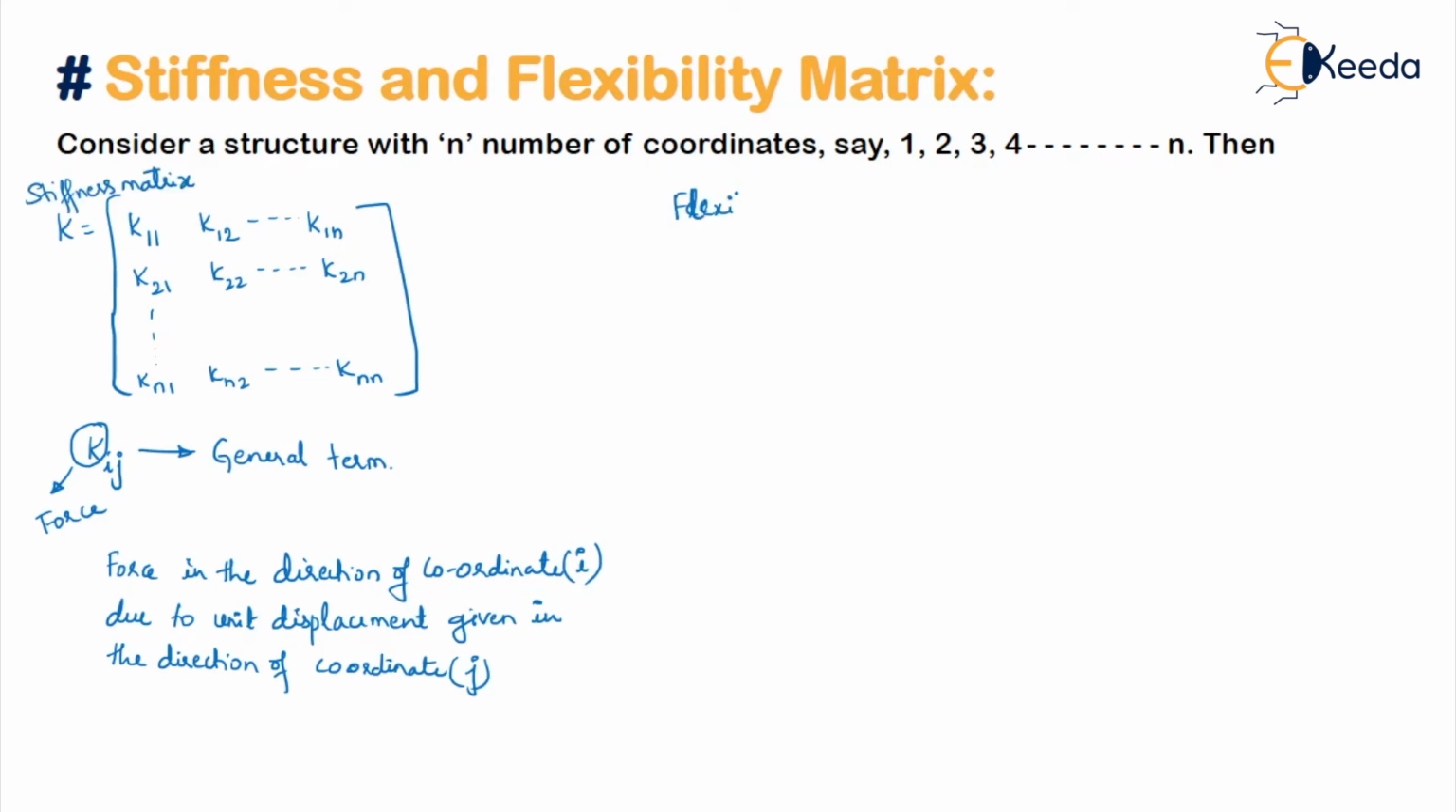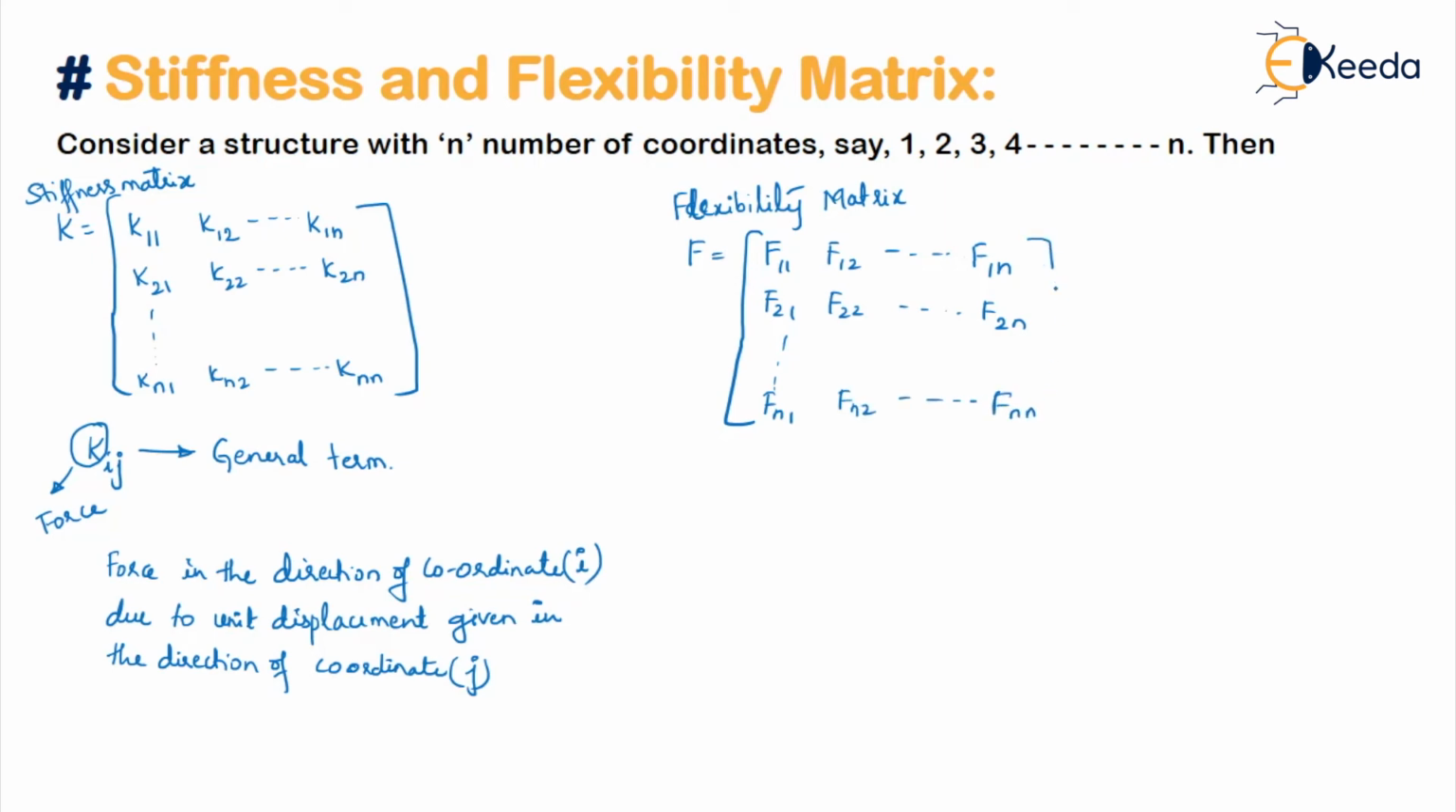Same thing is applicable for your flexibility matrix. Now in place of K, what will you write? F. So F is nothing but F11, F12, so on up to F1n. So F21, F22, so on up to F2n. So come downwards. This is Fn1, Fn2, so on up to Fnn. Okay. So in this, what is the generalized term? Fij. So this will be your general term, and F stands for what?